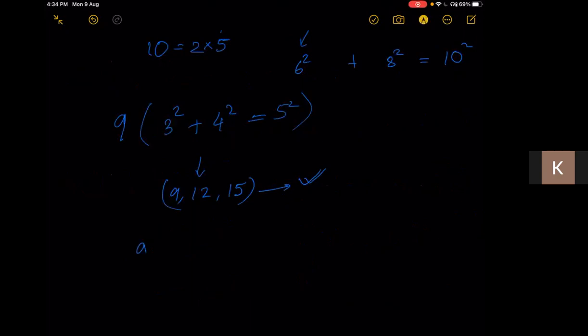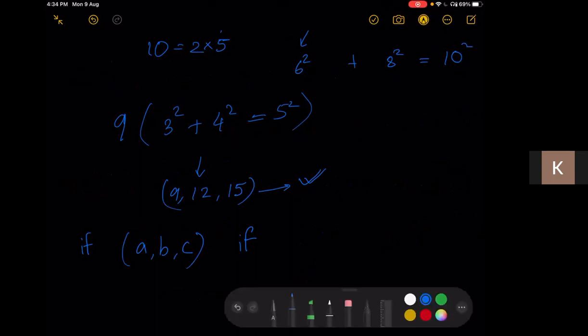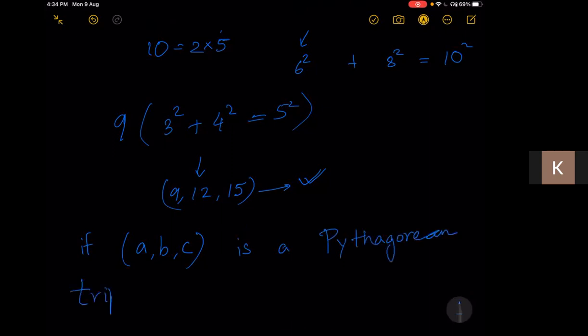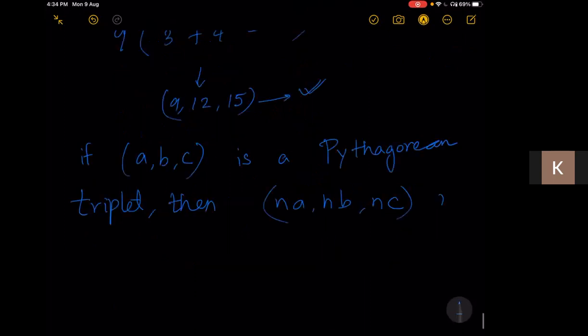So if a, b, c is a Pythagorean triplet, then na, nb, nc is also a Pythagorean triplet, because the n square will just cancel from LHS and RHS. Understood? Yes, sir.